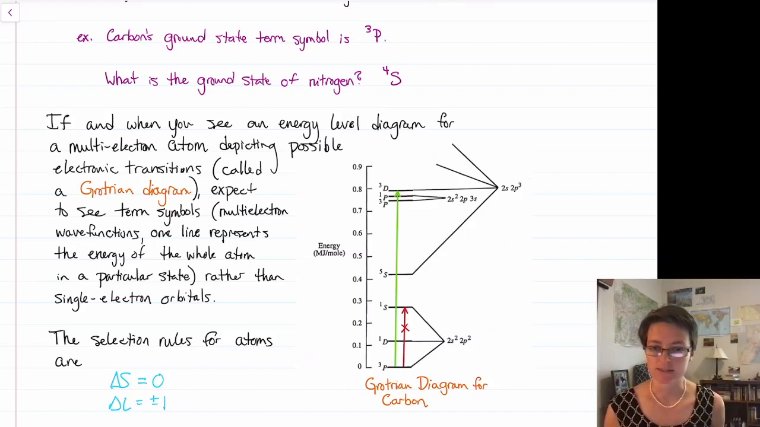It's very similar to our selection rules for hydrogen. The selection rules for multi-electron atoms are that we can't change spin states, and we have to change the total angular momentum by plus or minus 1. And so on this Grotrian diagram for carbon, I've shown you both an allowed transition in green, going from a triplet P state to a triplet D state. We're not changing the multiplicity, but we are changing the orbital angular momentum. And I've also shown you a forbidden transition, going from a triplet P state to a singlet S state. Not allowed because we're changing our spin state in that case.